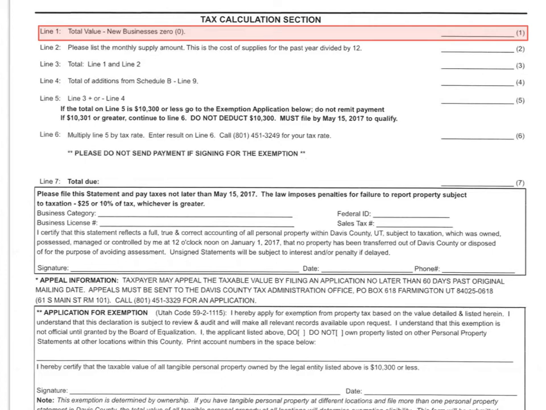Line 1 represents the total value of assets previously reported. Since you are a new business, you do not have a value in this line. Please enter 0 on line 1.